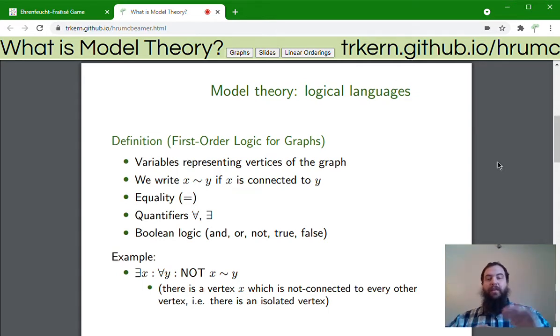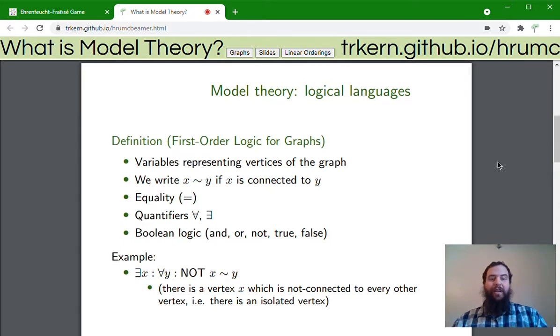And that's it. You can't say anything else in this language. If you say something else, it's in an extended version of this language. It's in a different language. You have to study it with different tools. But this here is the first order logic for graphs. And because everything has a precise meaning, it's well defined, right? This is all we can do.